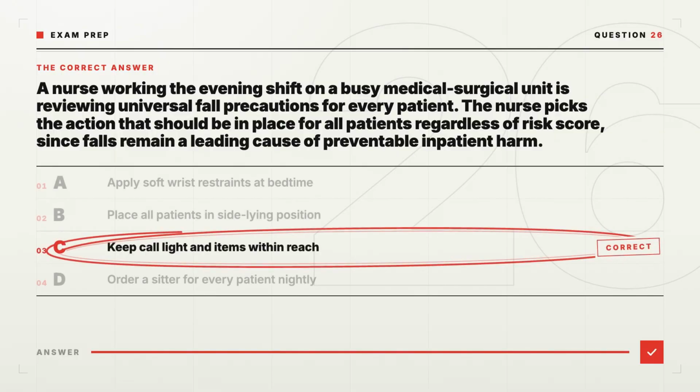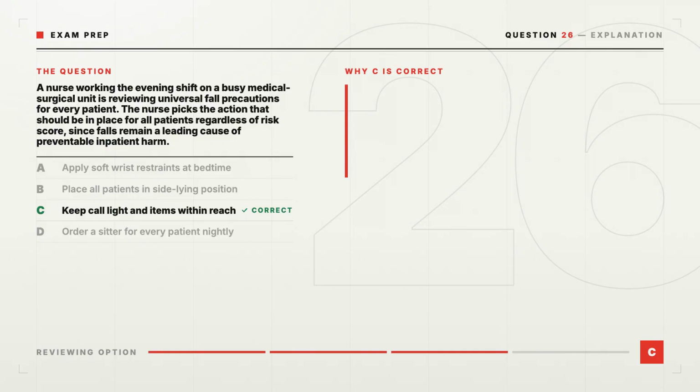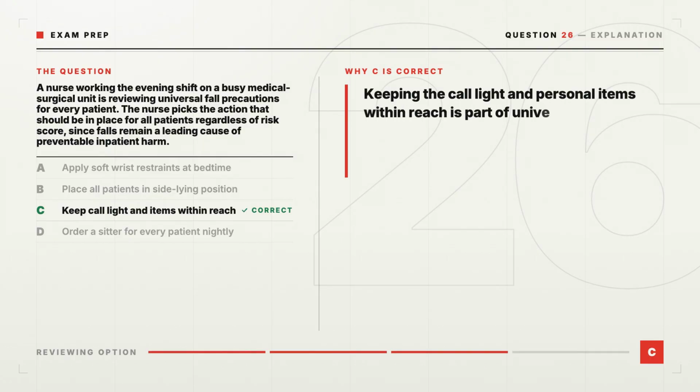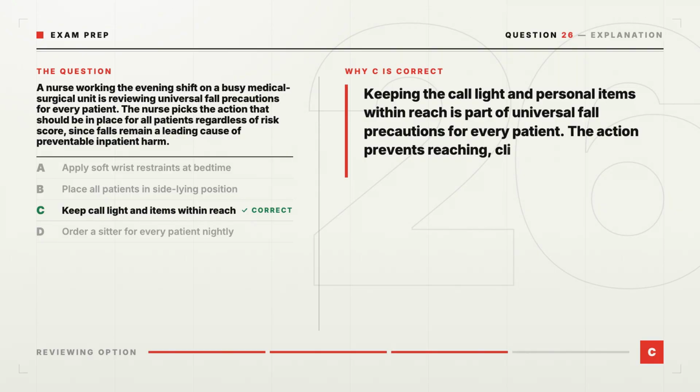The correct answer is C. Keep call light and items within reach. C is correct because keeping the call light and personal items within reach is part of universal fall precautions for every patient. The action prevents reaching, climbing, and unsafe transfers regardless of formal risk screen score.